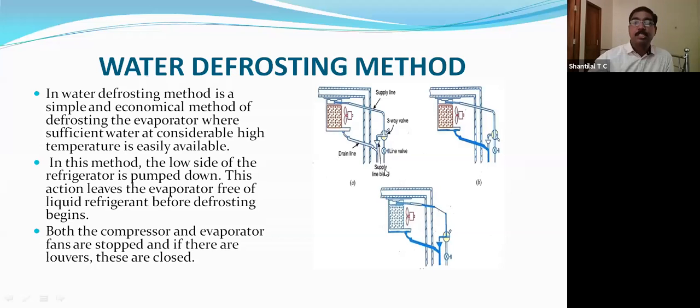This is known as the water defrosting method. Simply we can say, ice is at 0 degrees. When 30 degree water is sprayed over the 0 degree ice, the ice melts. That means the water is at high temperature and the ice is at low temperature. Like that, in the water defrosting method, when water is sprayed over the evaporator coil, the frost is melted. This method is known as the water defrosting method.